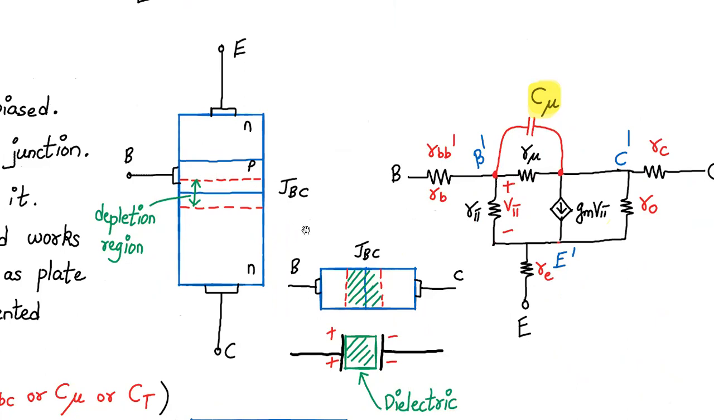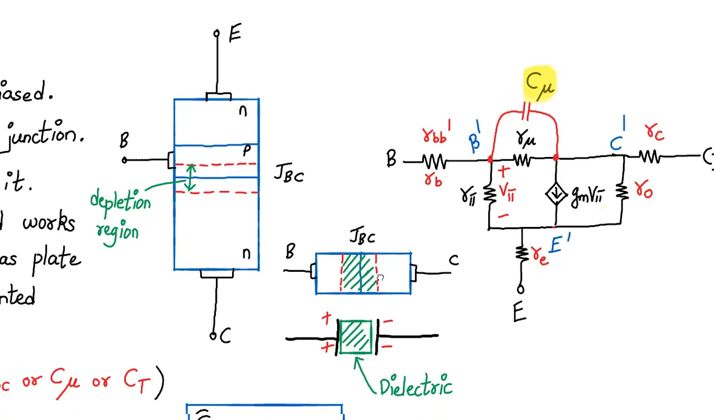What really happens is the base collector junction in a BJT is reverse biased. So this will cause the depletion region to exist across the base collector junction. The depletion region doesn't have any free electron in it, correct? Let me redraw this base collector junction one more time. At the base side we have P. Base is made up of P-type silicon, and collector is made up of N-type silicon, right? In between we have the depletion region. The depletion region doesn't have any free electron in it. Therefore, the depletion region behaves like an insulator and works as a dielectric.